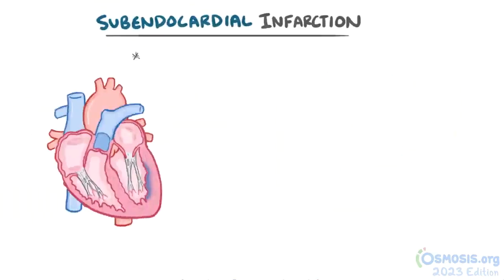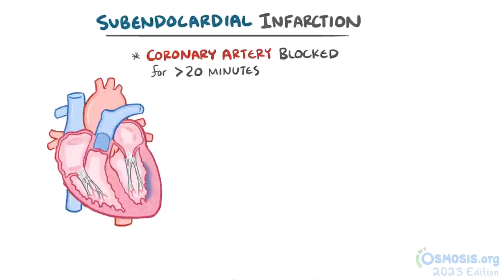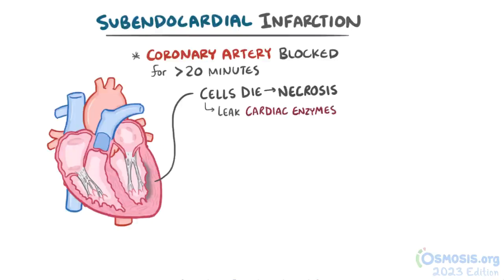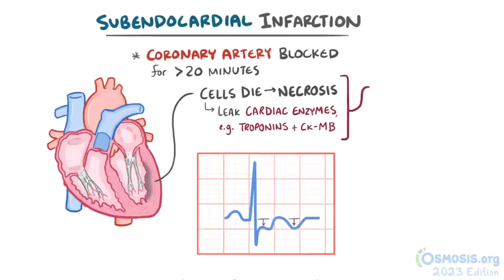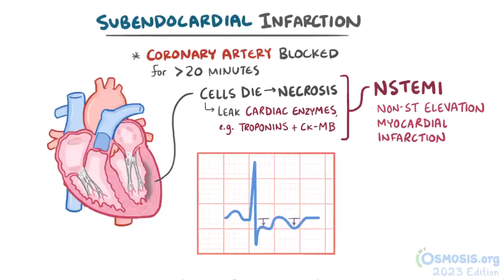On the other hand, subendocardial infarction happens if the coronary artery remains blocked for around 20 minutes, and the subendocardial cells begin to die, resulting in necrosis. And with necrosis, the subendocardial cells leak cardiac enzymes, like troponins and CKMB, into the blood. With a subendocardial infarction, there is no ST elevation on the ECG, so this is called a non-ST elevation myocardial infarction, or an NSTEMI for short. Instead, the ECG can show ST depression and T-wave inversion.